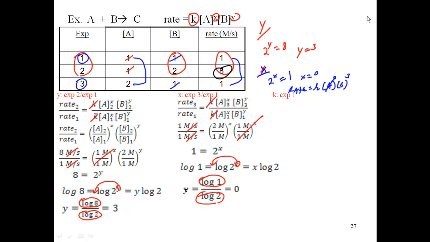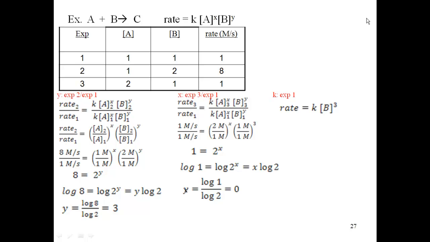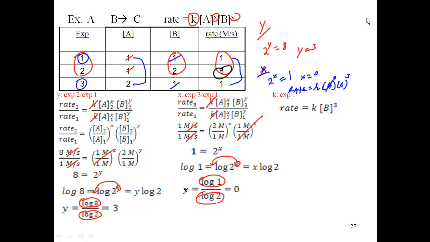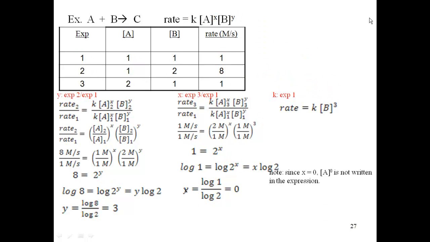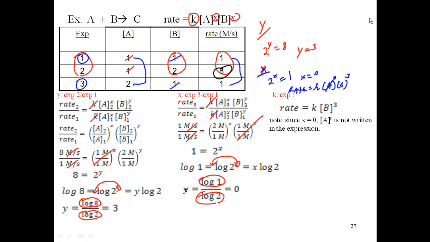So it's just a case of plugging them in. I'll take my rate law, which we said is rate is equal to k times the concentration of B to the cube. Now do realize that we found out that A to the 0 was part of it, but anything to the 0 is 1, so it's not part of the rate law anymore. We drop it off. So then I'll plug in my rate, 1 molarity per second for experiment 1. I'll plug in my concentration of B, which is 1 molarity.